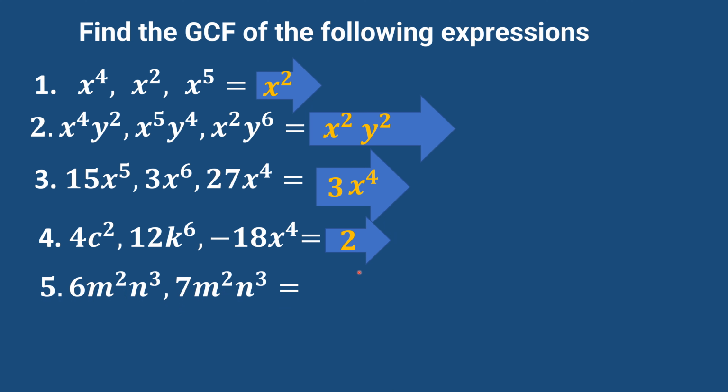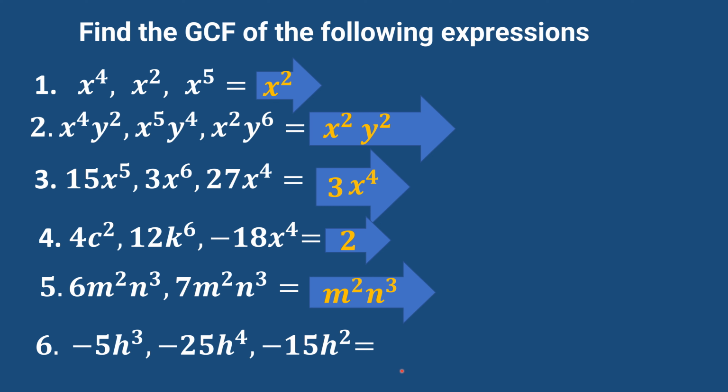So number 5, let us examine their constants, 6 and 7. But I'm sure there's none. There's no common factor in the numerical coefficients. Thus, let us now go to the variables. And so far, the m squared n cubed is common to the two terms. So therefore, it's a common factor. So m squared n cubed. Let us now try number 6.